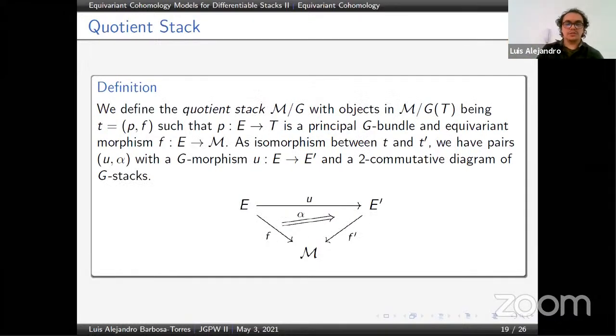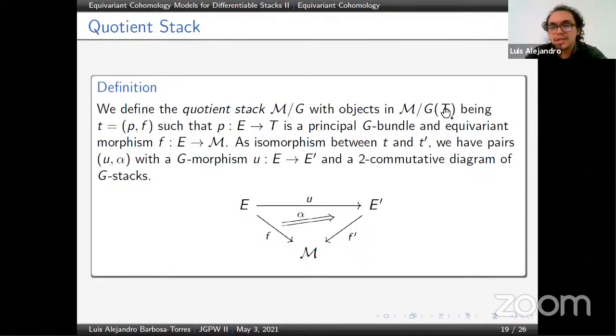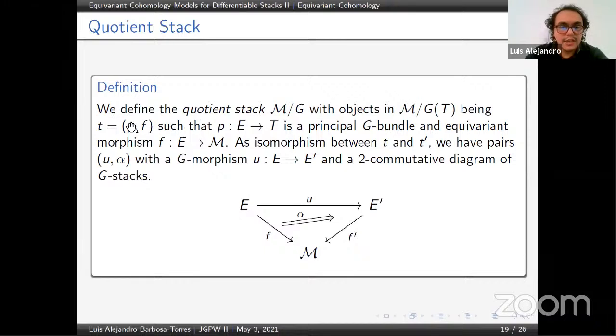Now, since we have the notion of an action stack, we can define the quotient stack in a very similar way to how we described it before when we were working with a smooth manifold X. The quotient stack is going to give us Lie group points for any smooth manifold T, where the elements of this groupoid are given by pairs of principal T-bundles and equivariant morphisms, in the context of stacks. The morphisms between them are just morphisms of principal T-bundles that are well behaved with respect to equivariant morphisms. Yes, that's the thing that we are saying here.